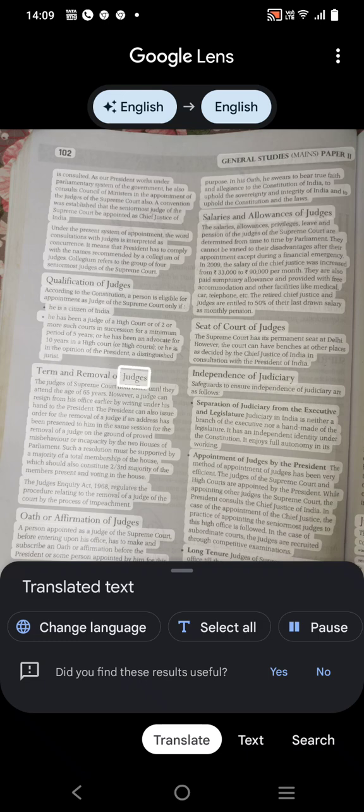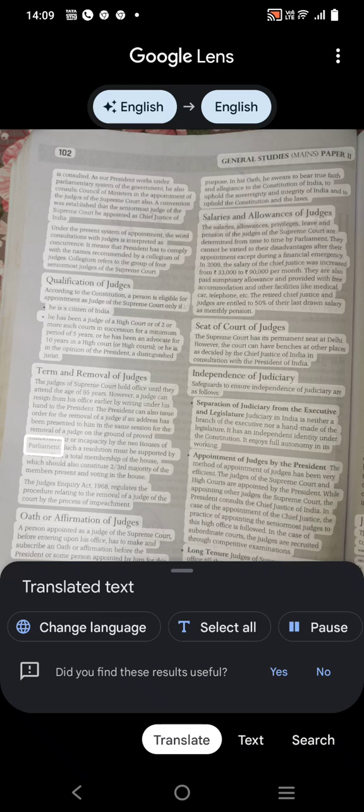Term and removal of judges. The judges of the Supreme Court hold office until they attain the age of 65 years. However, a judge can resign from his office earlier by writing under his hand to the President. The President can also issue an order for the removal of a judge if an address has been presented to him in the same session for the removal of a judge on the ground of proved misbehavior or incapacity by the two Houses of Parliament.